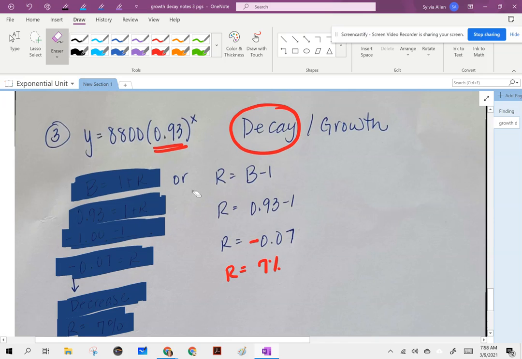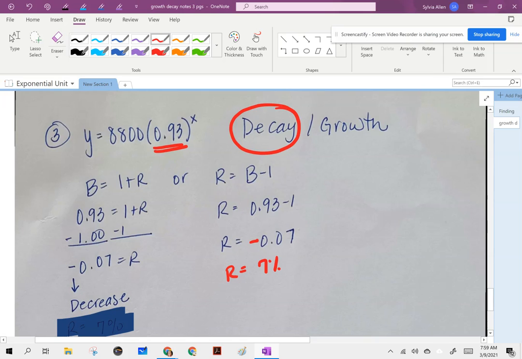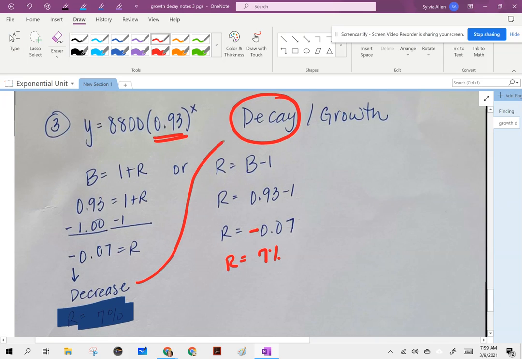So let's take a look at if you did the b equals 1 plus r route. It would be 0.93 equals 1 plus r. Subtract 1 from both sides. We get the same thing, but remember the negative shows that it's a decrease, which is why I took this to be decay. And then the percentage is 7%.